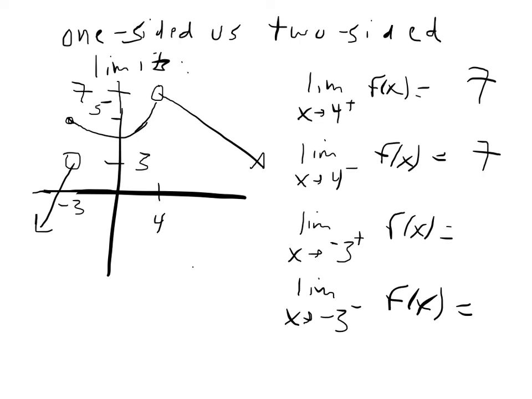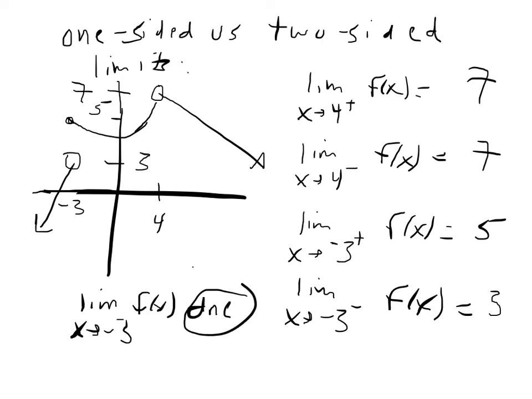Let's take a look at what happens at negative 3. As I approach negative 3 from the right, what do I expect to get out? I expect to get out a 5. And what happens as I approach negative 3 from the left? I expect to get out a 3. So we say the left-hand limit and the right-hand limit as x approaches negative 3 are different. They're 5 and 3. Therefore, overall, the limit as x approaches negative 3 of f of x does not exist, because the left-hand limit and the right-hand limit are different numbers.